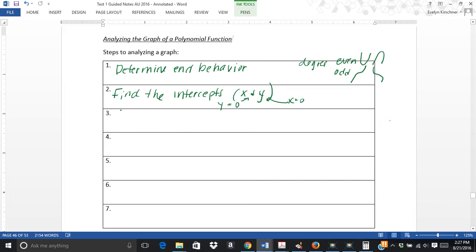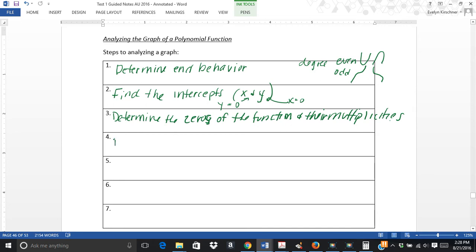Okay, I want to determine the zeros and their multiplicities, because I want to know, is it touching or going through? So that's going to tell me, is it touching or passing through?